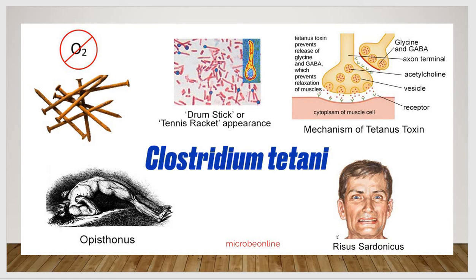Now this slide shows in brief what all I have told. See the first picture, which is showing the nails. These are things which can be responsible for causing the disease. Then the second picture shows the drumstick appearance of the bacteria. Then the third picture briefly shows the mechanism of tetanus toxin. And these two pictures, opisthotonus and risus sardonicus, are the two clinical manifestations of tetanus.